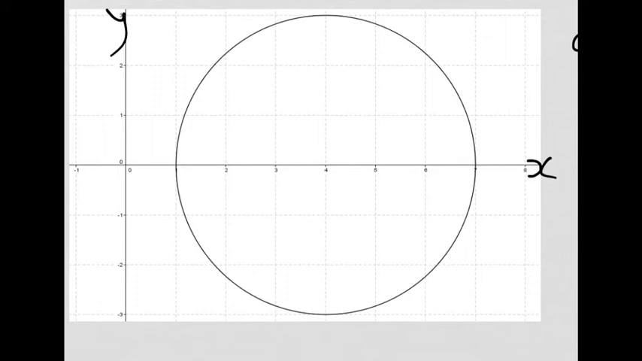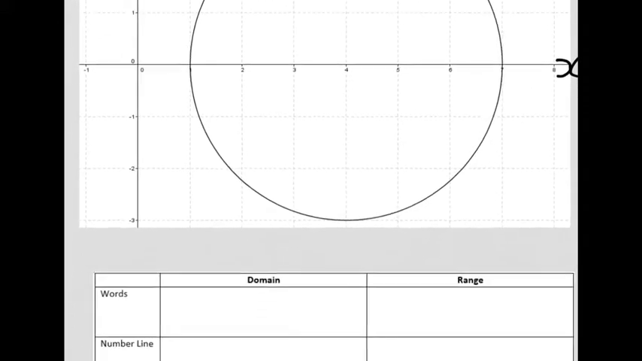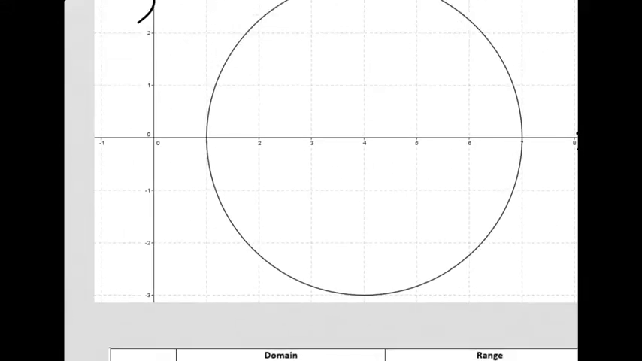Well, thinking about my X coordinates, the lowest one is 1. The highest one is 7. So X goes from 1 to 7. The Y values go from -3 all the way up to 3. So that's going to be helpful when we're determining domain and range. So in words, we're going to write all real values between 1 inclusive and 7 inclusive.